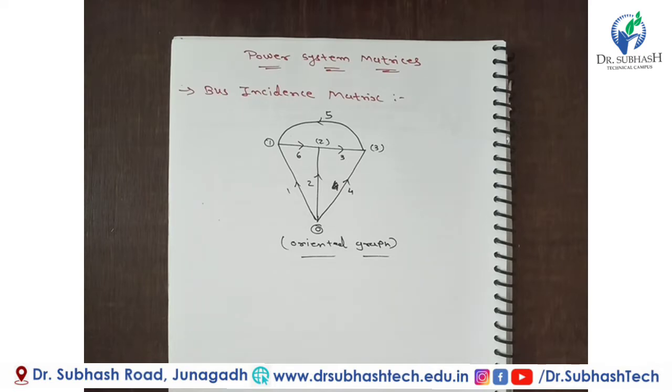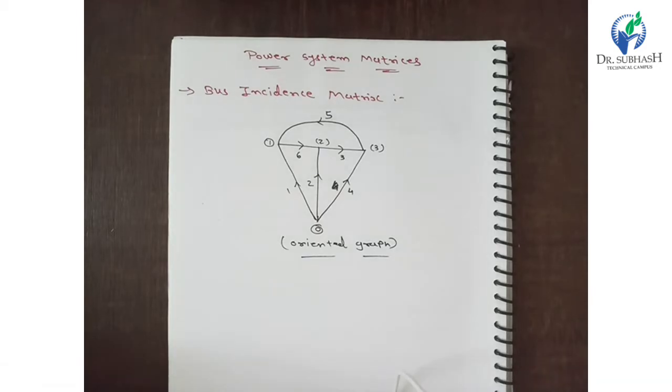In the topic of primitive network, we also discussed the impedance and admittance forms. In the incidence matrix, we also studied the element-node incidence matrix. Now, the second point is the bus incidence matrix. So, in this video lecture, we start with the bus incidence matrix.